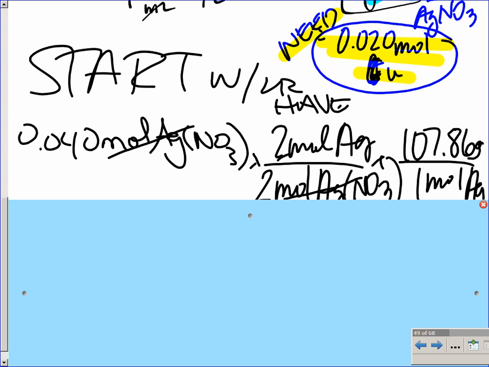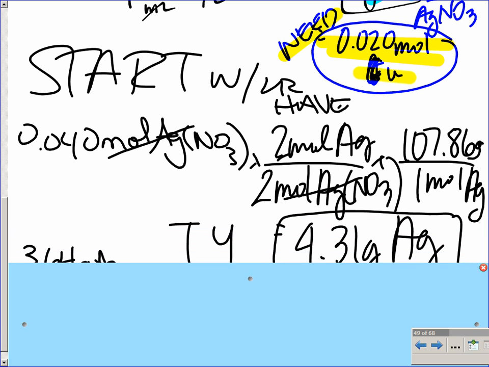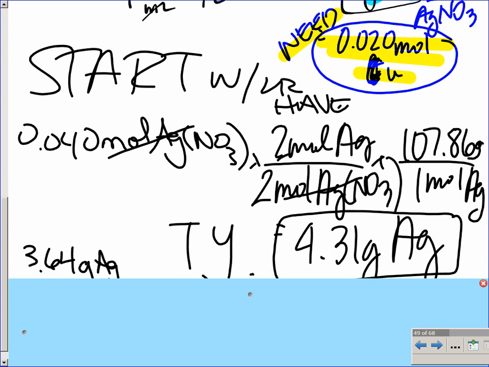The next question said how much silver could be recovered. Basically it's saying how many grams of silver do I make. So I start with my moles of silver nitrate. I do my 2 to 2 ratio, which I get from the balance chemical equation. I convert to grams using my silver molar mass, and I get 4.31 grams of silver.